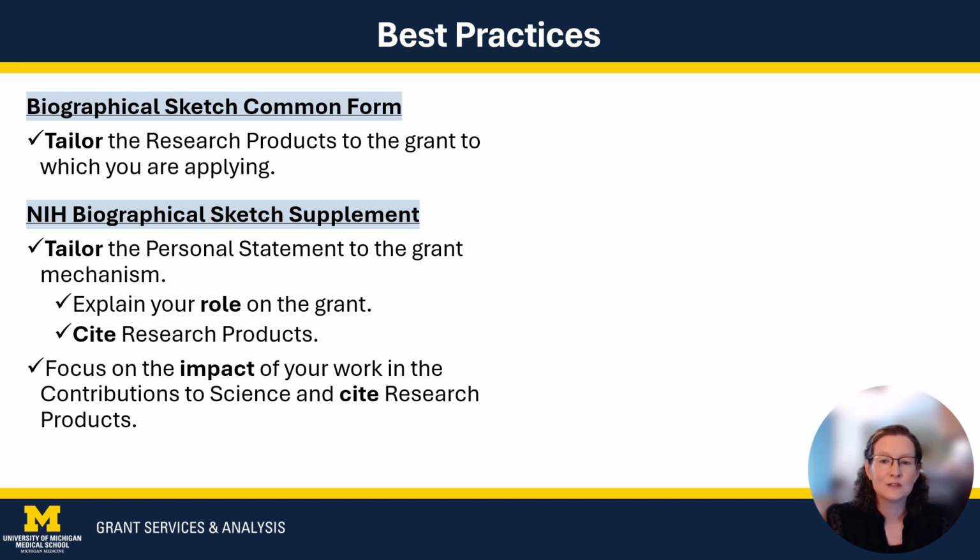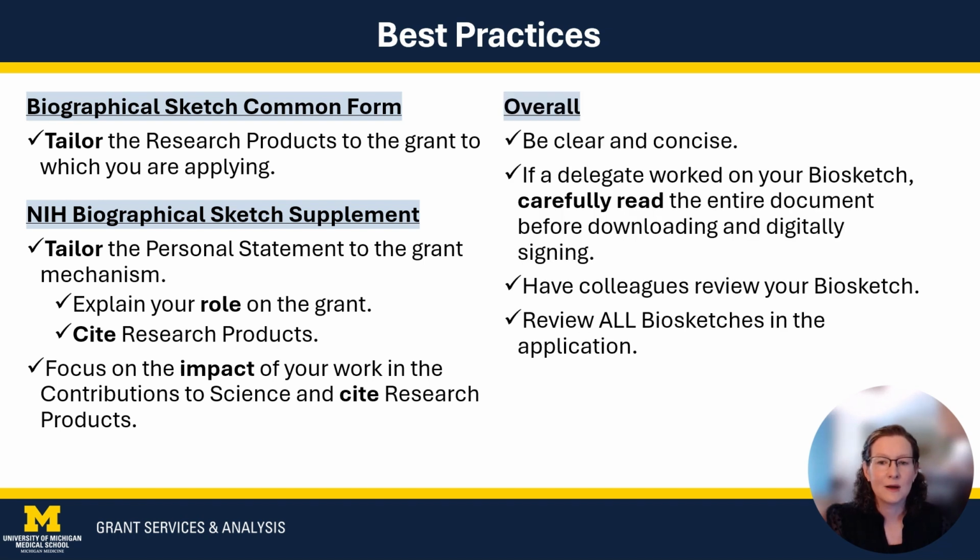In your contributions to science section, make sure you focus on the impact of your work within your narrative and by citing research products. If you have 5 contributions, we recommend including the most impactful publication from each contribution as an other significant product. You would then cite 1 other significant product per contribution, in addition to any products relevant to the proposed project. Throughout your Biosketch, favor clarity over jargon.